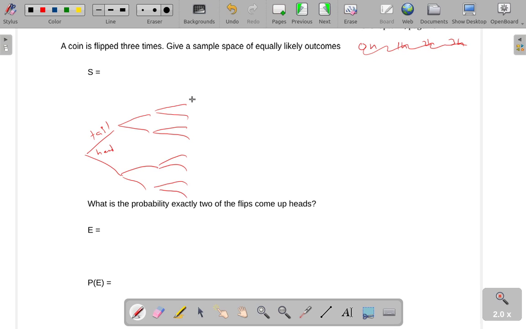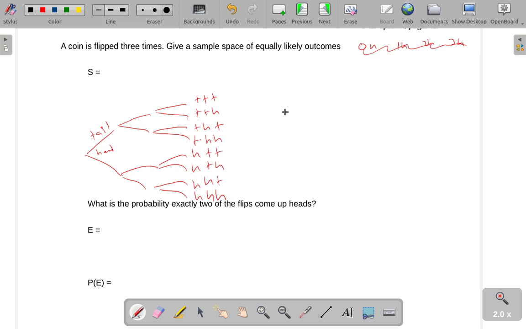If you take these in order, you can see, okay, we went tails, tails, tails, that would be that one. If we went tails, tails, heads, this would be this one. And then we could go through and label all these. Tails, heads, tails, being careful to keep the right order. Tails, heads, heads. Heads, tails, tails. Heads, tails, heads. Heads, heads, tails. Or heads, heads, heads.